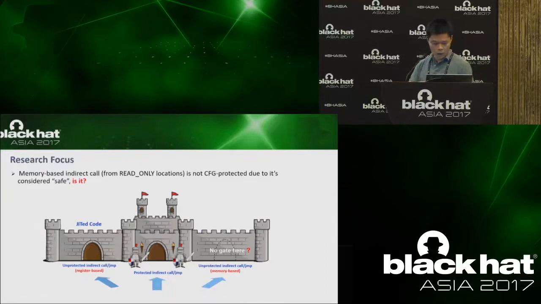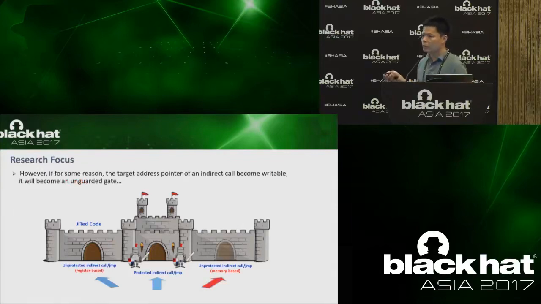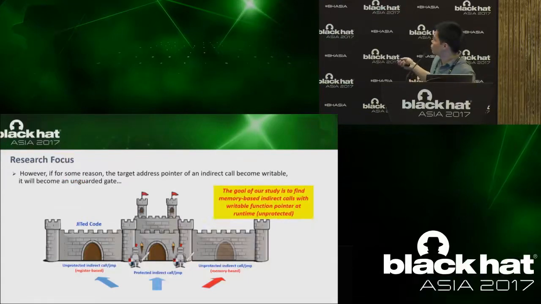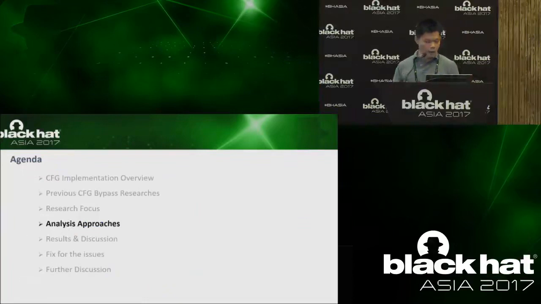So we started to think, is this really the case during runtime? That basically is our research focus, trying to find a hidden gate. Our research focus is to find the hidden gate, which means we're trying to find memory-based indirect calls with a writable function pointer at runtime, so that the function pointer is not protected by CFG.